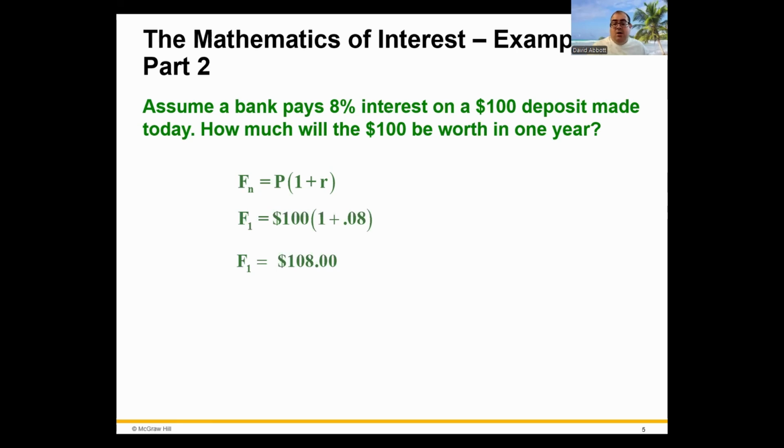So if we were to work this out, we have 100. We're going to multiply that by 1 plus 0.08. You solve first for what's in the parenthesis and then multiply. So it would be $108, which is how much it would be worth in 1 year. The $100 outlay is called the present value of the $108 amount that you would receive in 1 year. It is also known as the discounted value of the future $108 receipt.